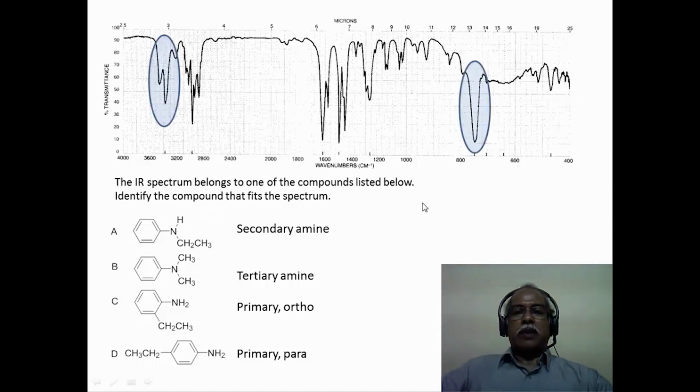Now how do we decide whether it is C or D? That one has to depend upon the out of plane bending mode. If it is a para-disubstituted derivative of this kind, there will be only one out of plane bending band. If it is an ortho-substituted derivative like this, there will be 2 or more bands. So on that basis one can rule out C also. So the correct structure most likely is D, which is para-amino-ethyl benzene for this particular spectrum.